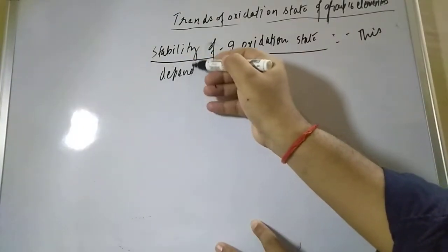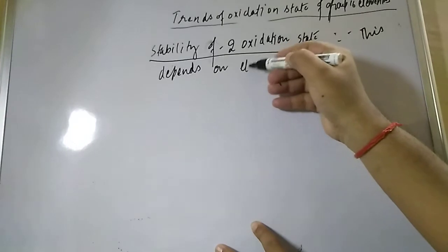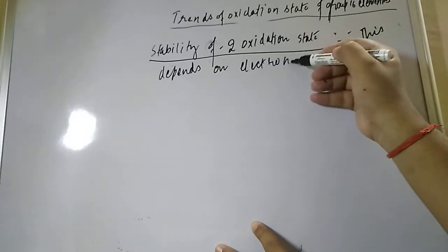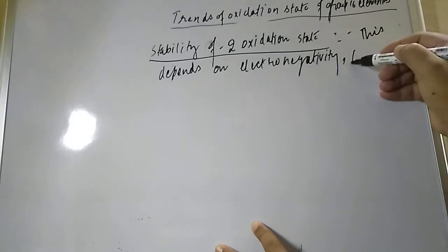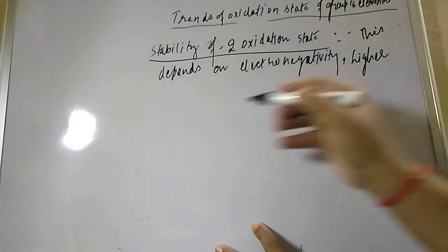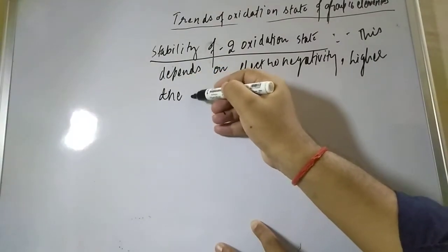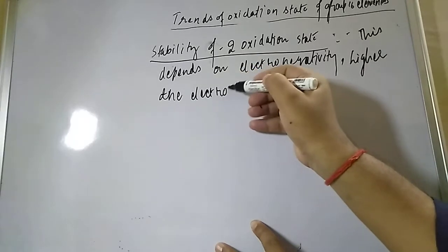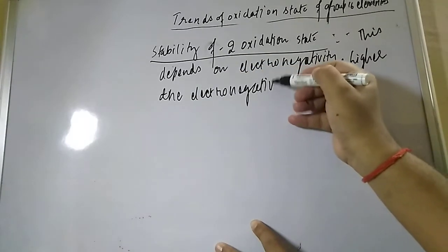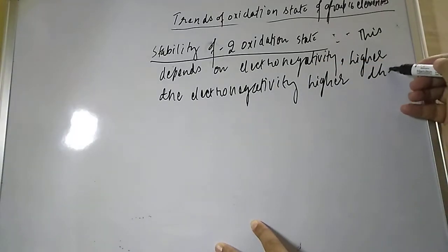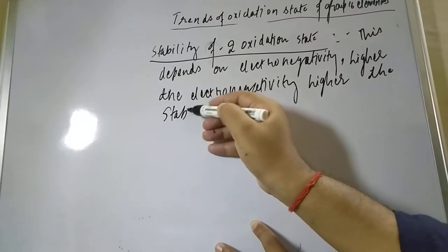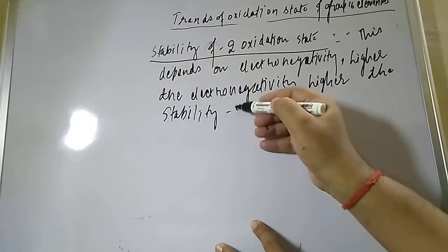This depends on electronegativity. The higher the electronegativity, the higher the stability of the minus 2 oxidation state.